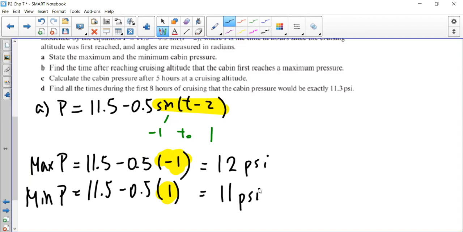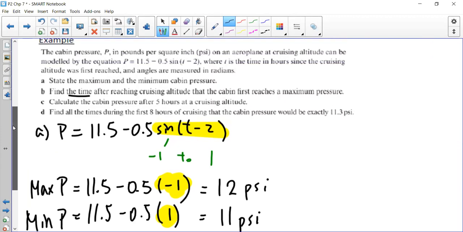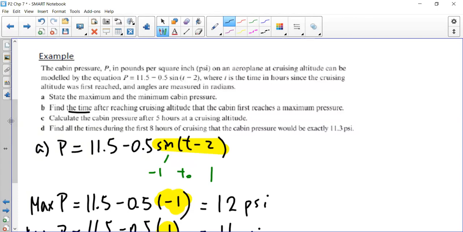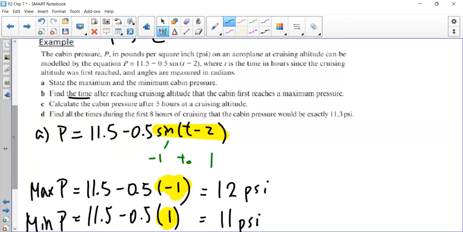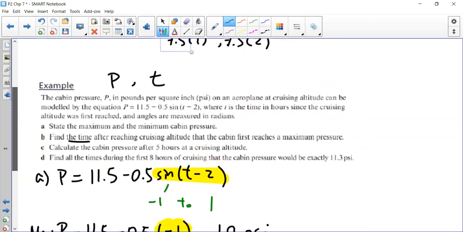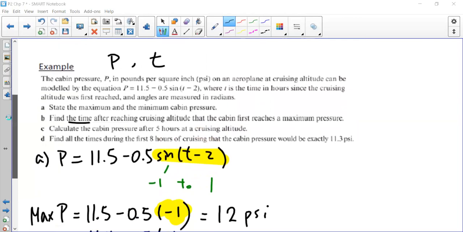All right. Part B. Find a time after reaching cruising altitude that the cabin first reaches a maximum pressure. So part B. Now we know there are two variables in this question: the P, the pressure, and t, time. Now, part B, they want you to find the time. So, the cabin pressure first reaches a maximum pressure. To find time, then surely we must know P, because otherwise we won't be able to work out t.